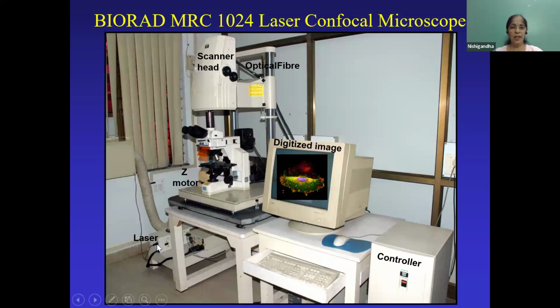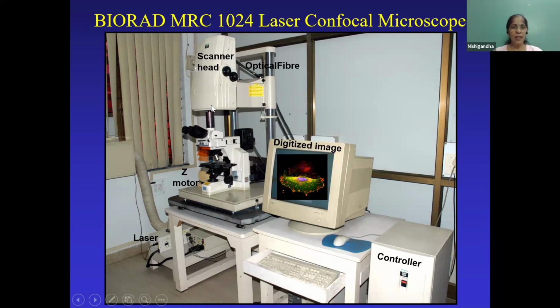Now let's see what are the different parts of the confocal microscope. You need a source of illumination, a laser. So what you see is a laser here, which through optical fiber takes light to the scanner head. This scanner head is the heart of the microscope, which has all the optical elements sitting in it. This is connected to the microscope, which is like any fluorescence microscope.